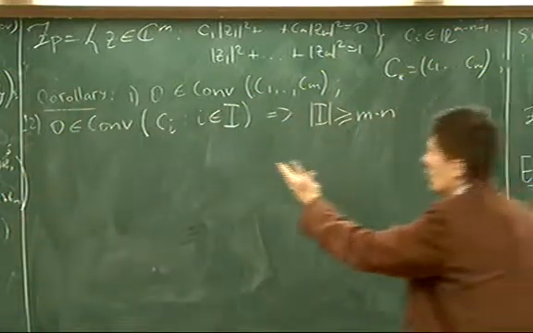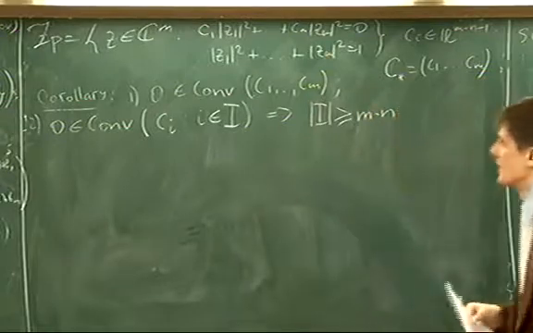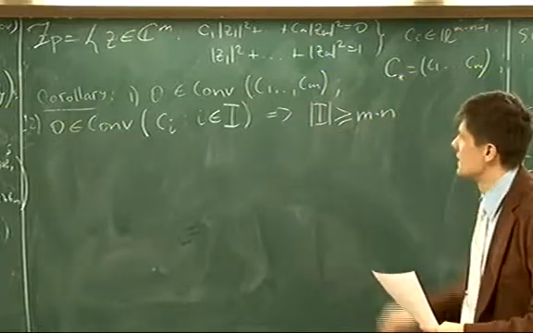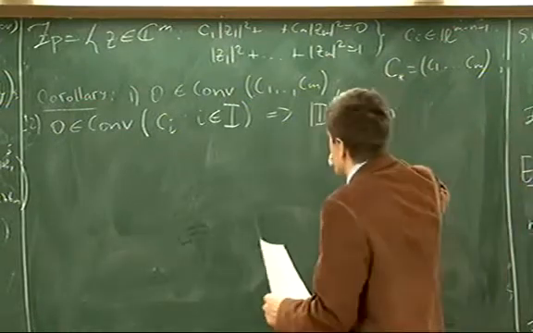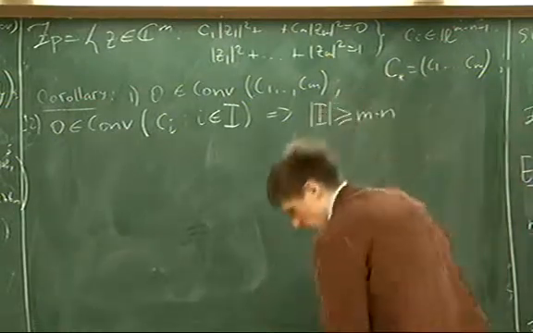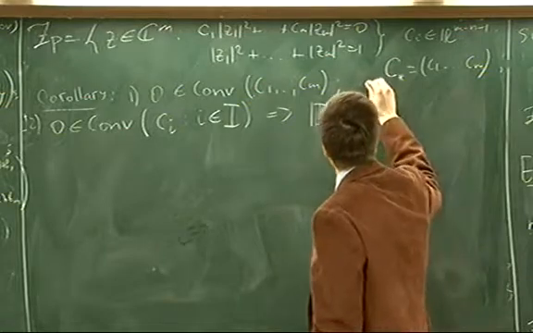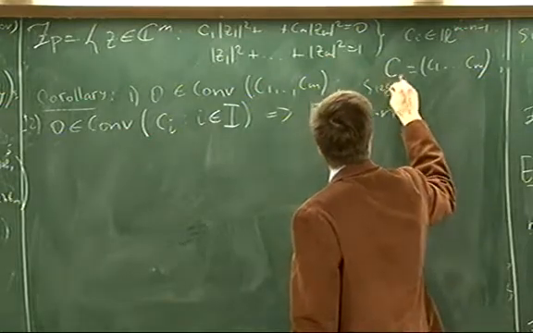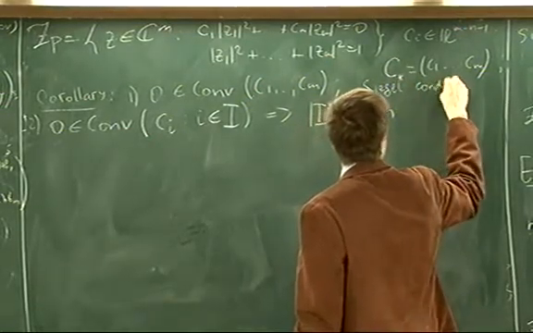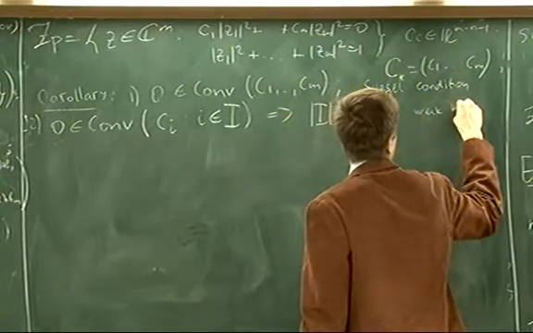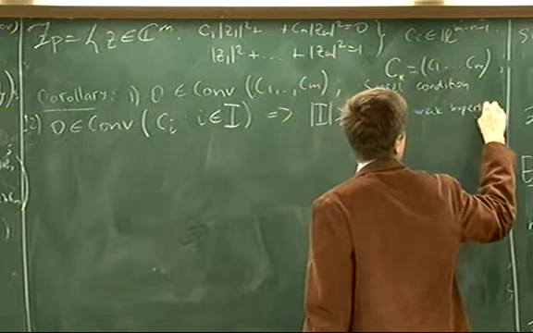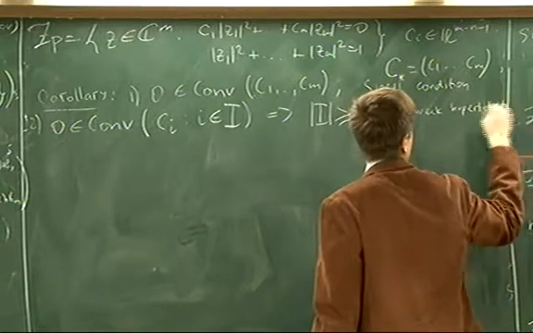If 0 belongs to the convex hull, it has at least that many Ci. So those two conditions have some meaning in complex geometry, which I will pass to very soon. That's called the Ziegler condition, and that's called the Gale hyperplane condition.